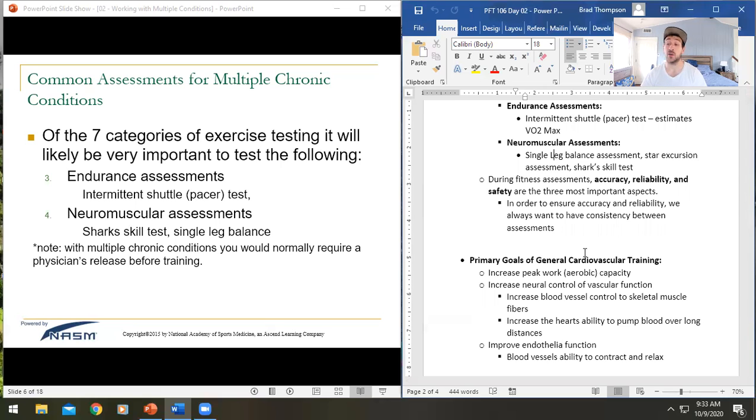And then we've got our neuromuscular assessments. Neuromuscular assessments are also very common, and they're all about balance, right? How well can you neuromuscularly control your body? A single leg balance assessment is a really good one. Can you stand on one leg and raise your leg up off the ground without shifting your hips like crazy? Can you do that accurately?